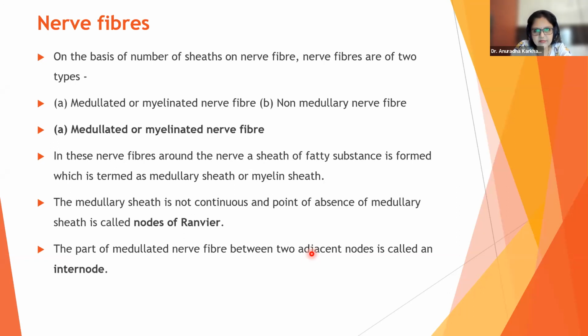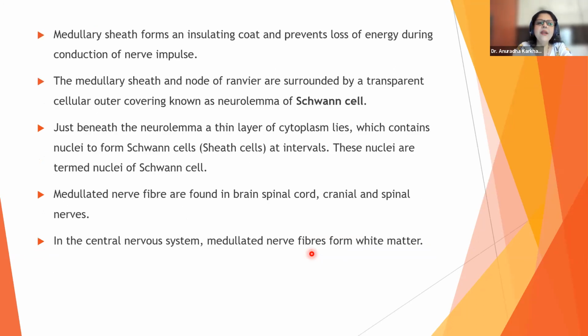which is termed as medullary sheath or myelin sheath. Correct? The medullary sheath is not continuous, and the point of absence of medullary sheath is called the nodes of Ranvier. याद है आपको ये? Jump करता है वहां से impulse from the nodes of Ranvier. The part of the medullated nerve fiber between 2 adjacent nodes is called an internode. Medullary sheath forms an insulating coat and prevents loss of energy during conduction of the nerve impulses.